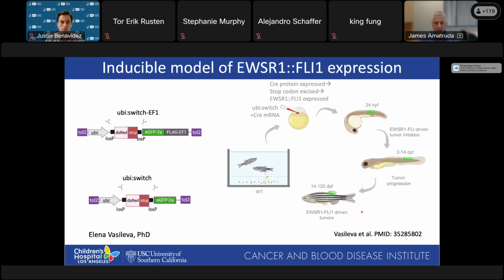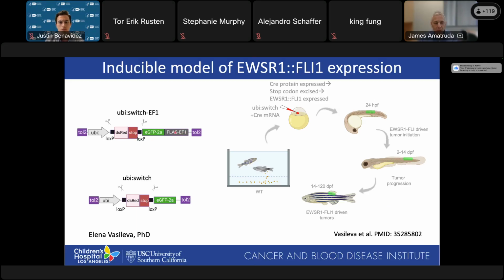And really, it was Elena Vasilyeva, a postdoc in my lab, who took a much better approach in which she developed a conditional model with a lox-stop-lox fluorophore under a ubiquitous promoter that in a Cre-inducible fashion could lead to the expression of FLAG-tagged human EWS-FLI1 linked to a GFP by a viral 2A marker. And this was important because we wanted to promote the expression of separate GFP and fusion oncogene proteins so as not to disrupt the transcriptomic effects of EWS-FLI1.